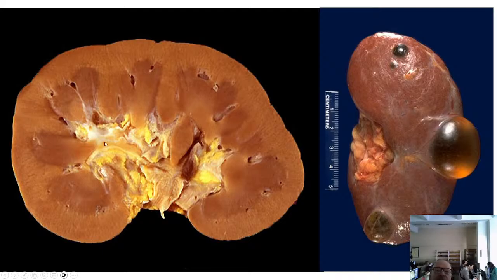And what is this whitish tissue here that is observed? What is this tissue, this whitish tissue that forms the cavity in which the urine is accumulated?